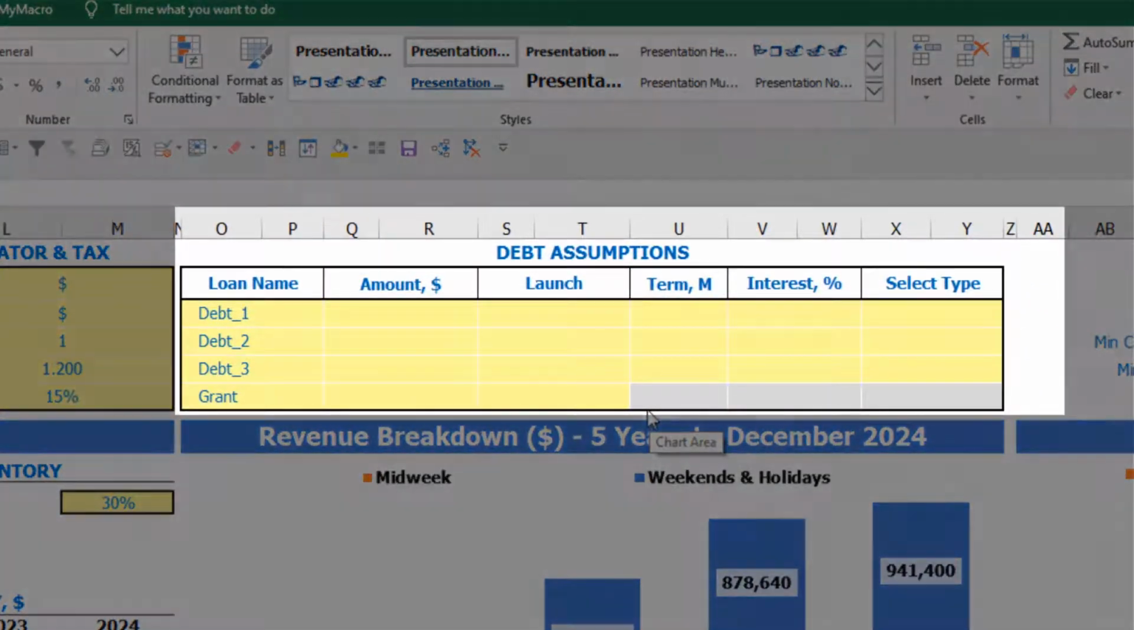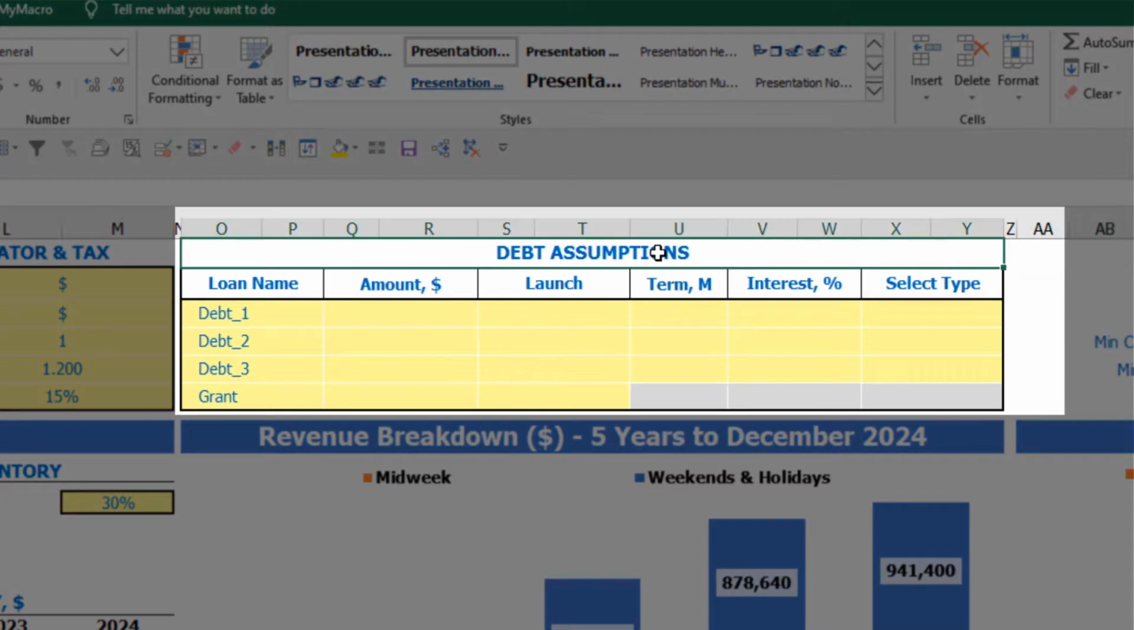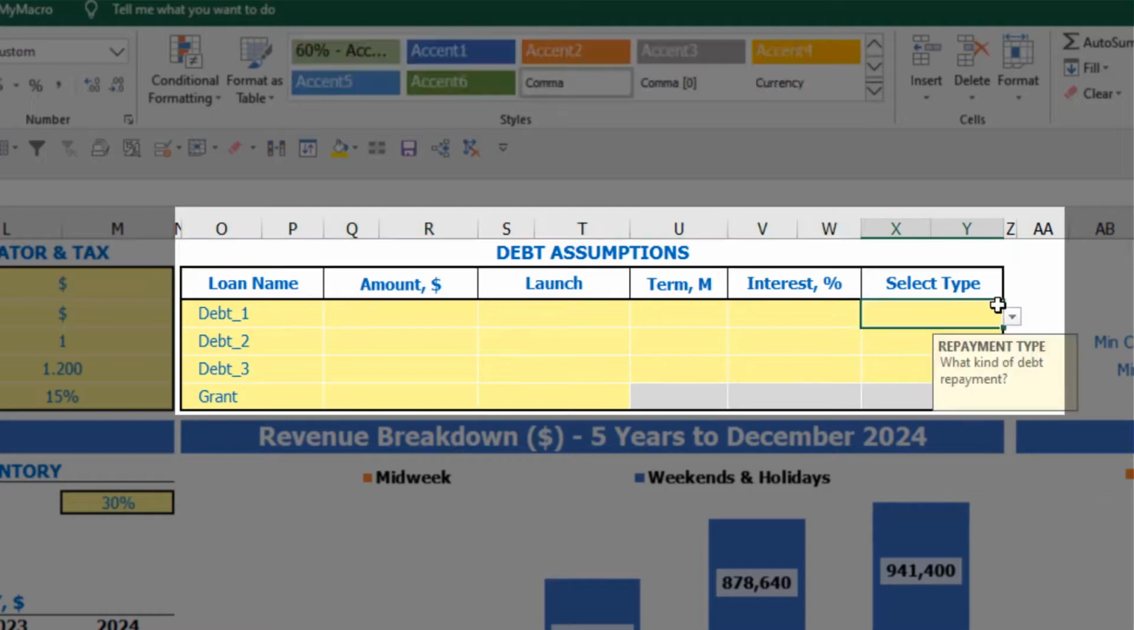Also on the top of the dashboard we have debt assumptions. Let me show you how it works. So for each debt we are able to select the debt type. There are 2 debt types in the model, which is annuity and usual. Annuity means that each monthly payment, which consists your debt repayment plus interest expenses, will be equal each month.